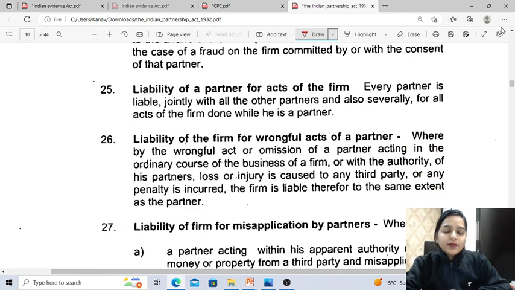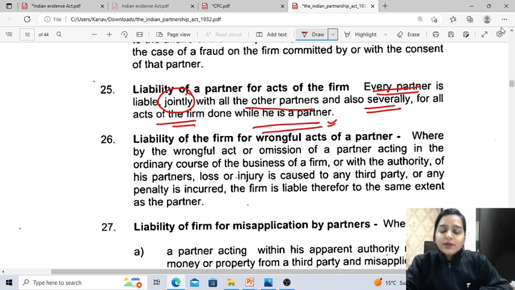Now, what is the liability of the partner for the acts of the firm? So, every partner is liable jointly with all the other partners and also severally for all the acts of the firm done while he is a partner.